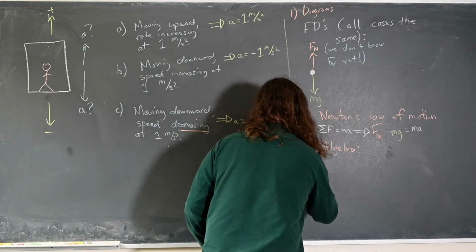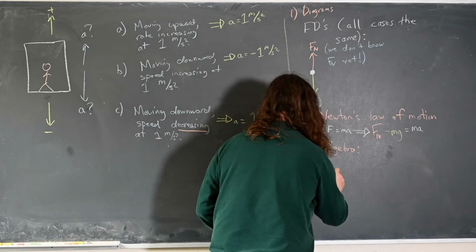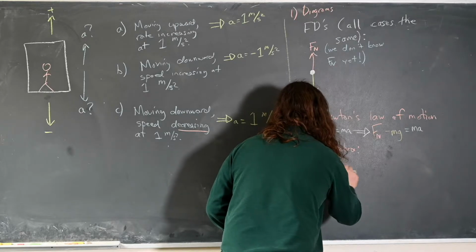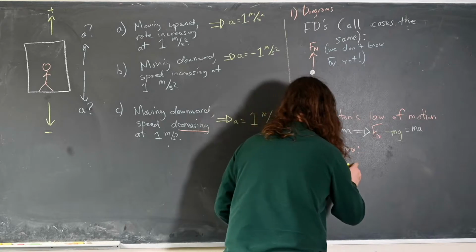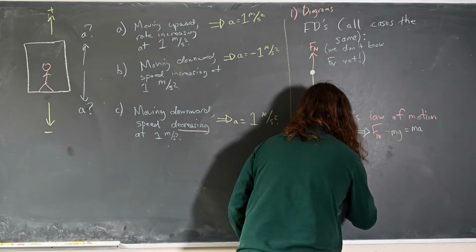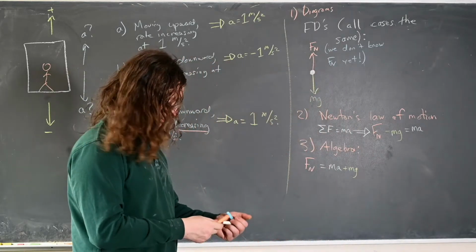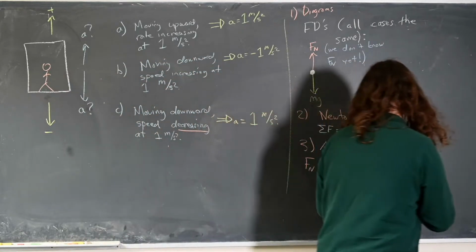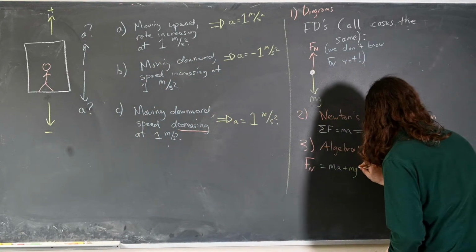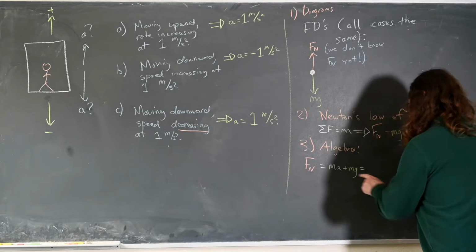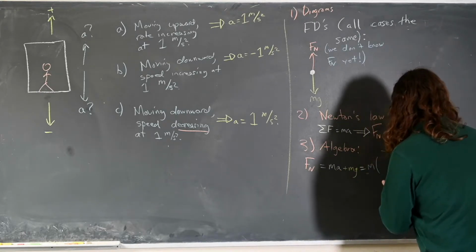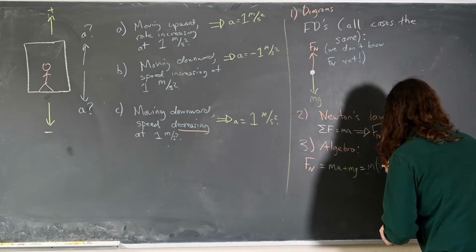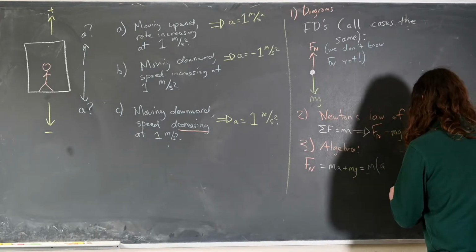I get F sub n equals ma plus mg. Or, if I want to write it in a different way, I could undistribute the m and write this as m times a plus g.